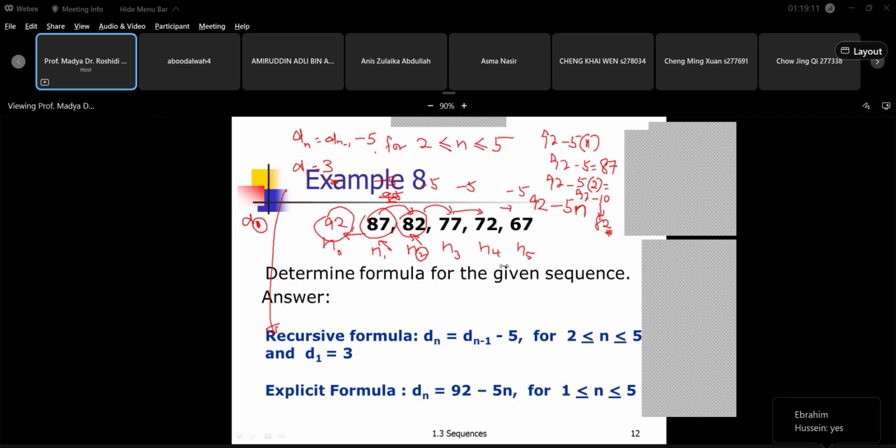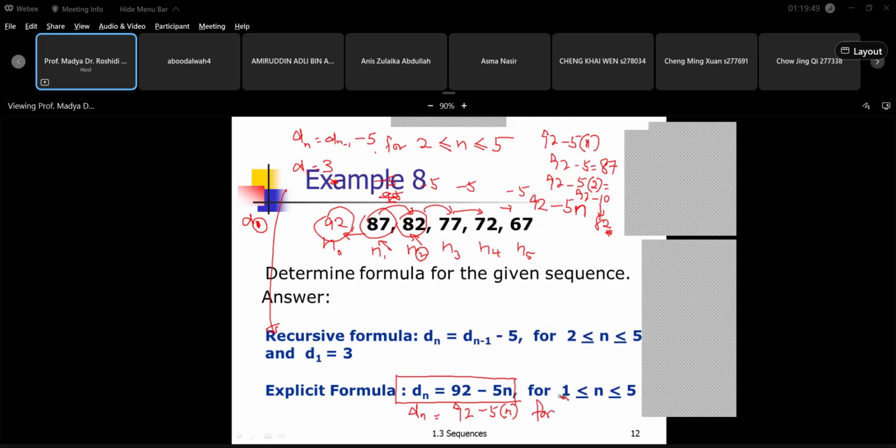So the explicit formula is quite tricky to get, but if we look at this pattern, we try to guess the n0 value first. Then based on the idea, we look at this pattern. Because the pattern represents the whole value at that location, this is the formula. So Dn equal to 92, which is at n equal n0, minus 5 for each location n. So for what?